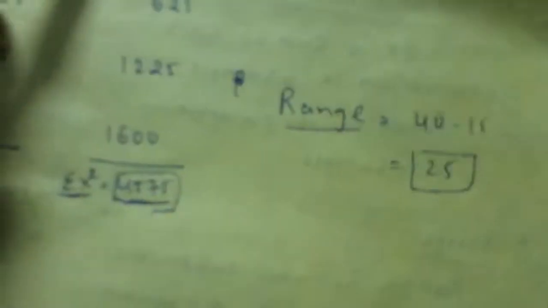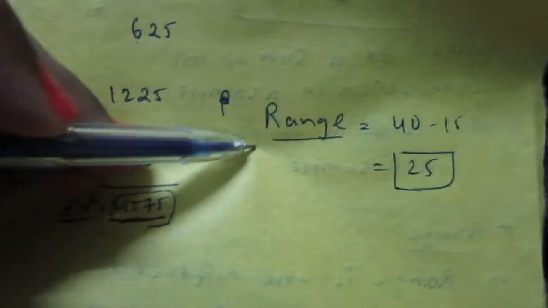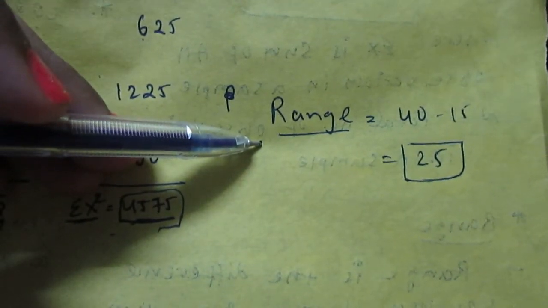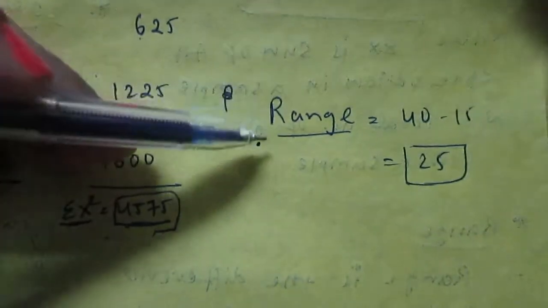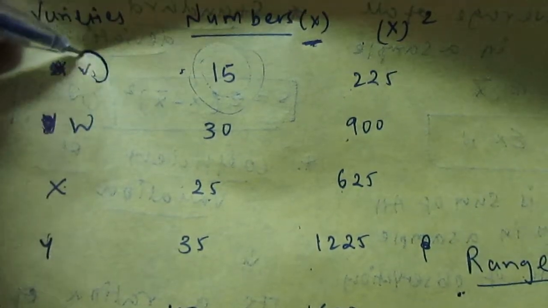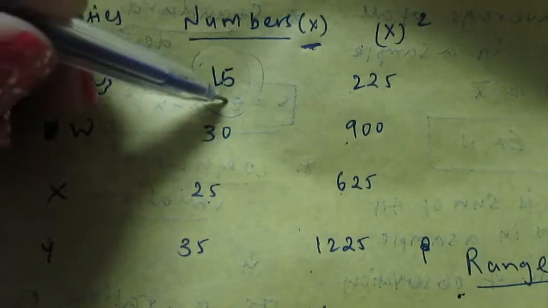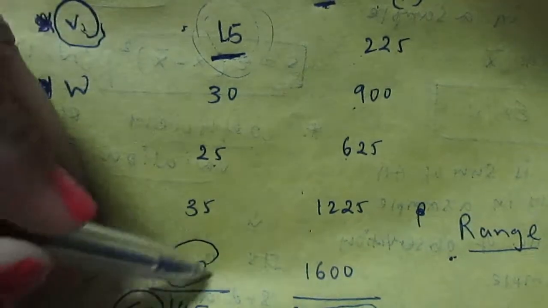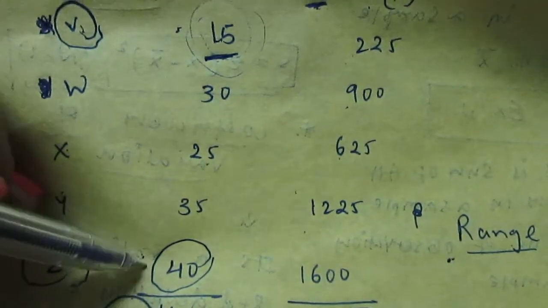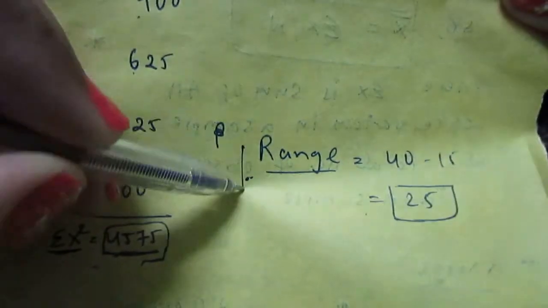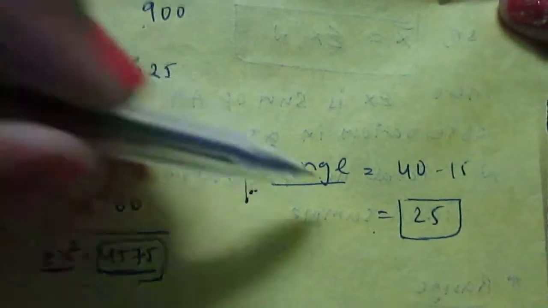Now if we calculate the range, as I told you earlier, range is nothing but the highest number of observations minus the lowest number of observations. From these values we can see that variety V is present in the lowest number, and variety Z is present in the highest number. So directly 40 minus 15, that will be 25. So the range of the Nicotiana population is 25.